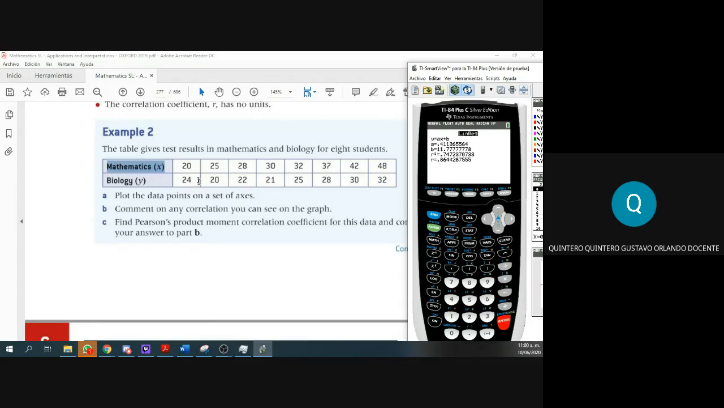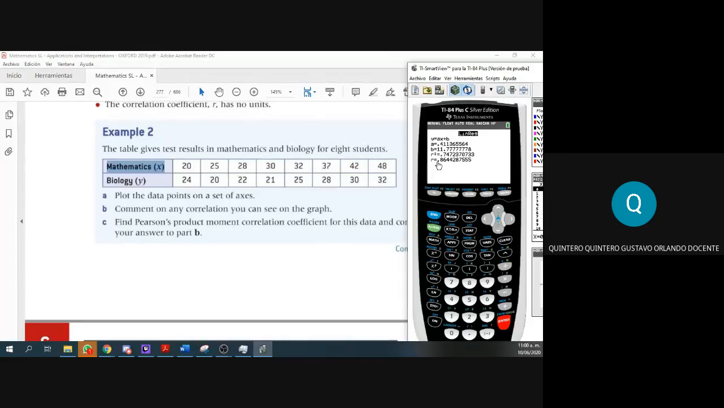All right? Let's try to answer this question using this value. So here it says, the first question was plot the data points on a set of axes. We can do that here in the calculator. I'll show you in a second. Comment on any correlation you can see on the graph. Man, we're going to have to do it right away, right? Then find Pearson's product moment correlation coefficient. Oof, find the R for this data and comment on it. All right, so what can we say about this? What can we say about the R?